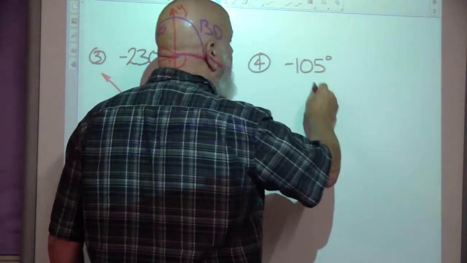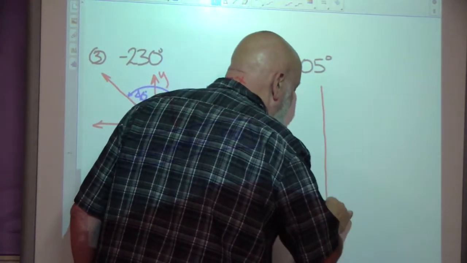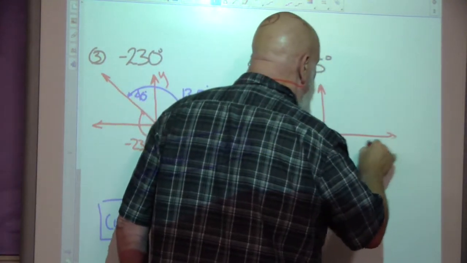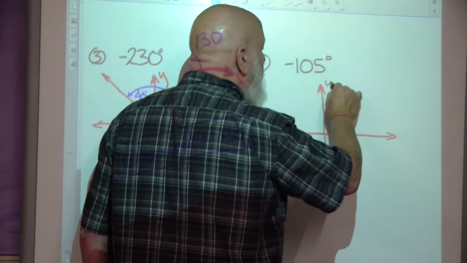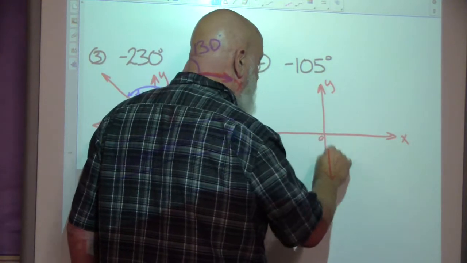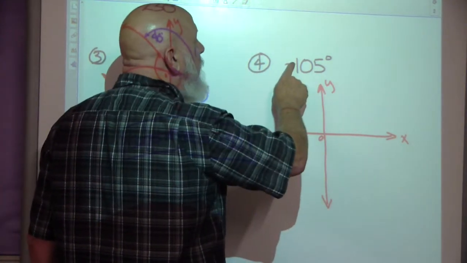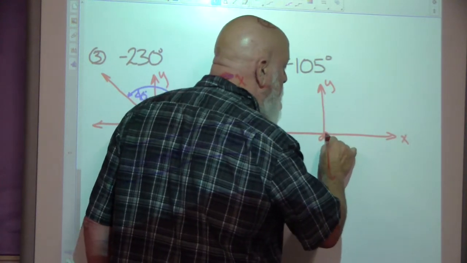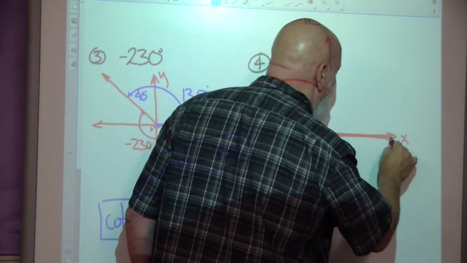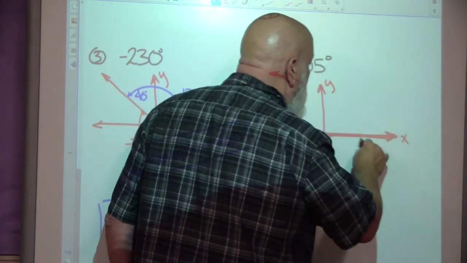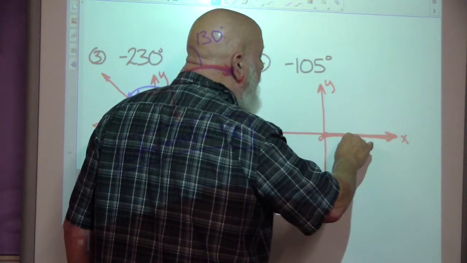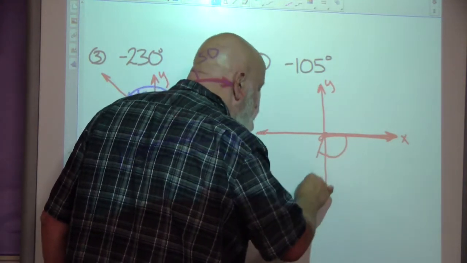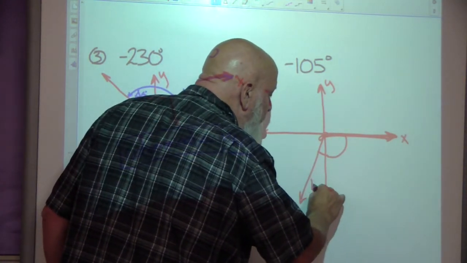Okay, so let's take a look at this one. Again, in this case, we're given a negative rotation. There's the y-axis, the x-axis, the origin, and we're going to rotate negative 105 degrees. Well, here's our initial side. We're in standard position, so there's our initial side. We're rotating negative 105. Well, here's negative 90, so I've got to go another 15 degrees. This angle would be 15 degrees.